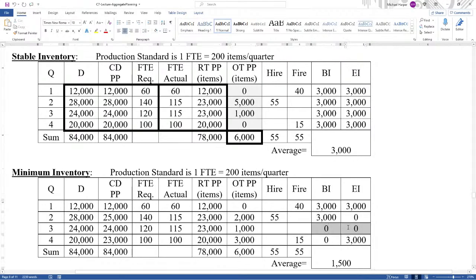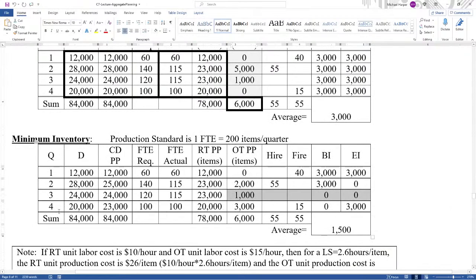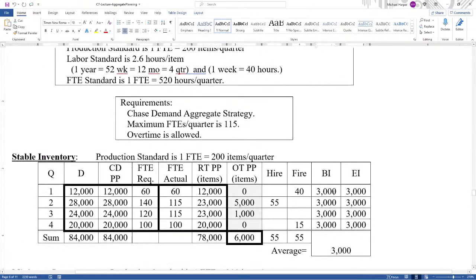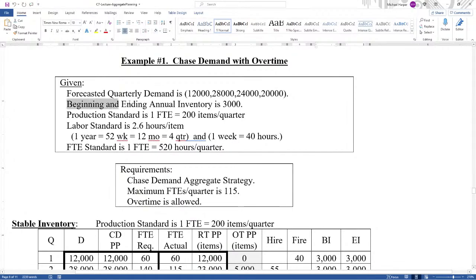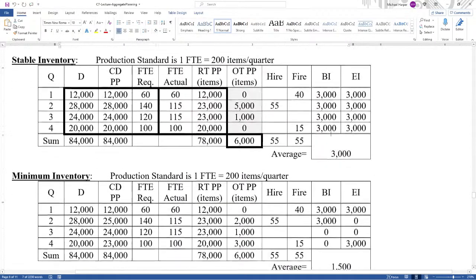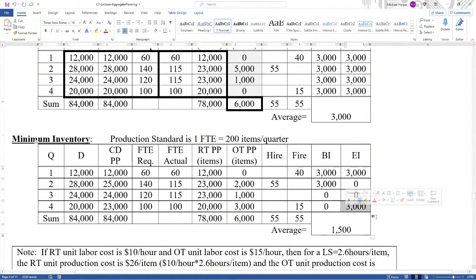But that 0 carried over here, so for the third quarter, I have 1,000 in overtime, but I don't have any inventory. So that 1,000 is going to stay there. But now we come to the fourth quarter. What's happening in the fourth quarter? Well, I'm starting with 0 and ending with 3,000, but I must have 3,000 at the end of the year, because that is a requirement up here. The beginning and ending annual inventory is 3,000. So therefore, I have to have 3,000 here.